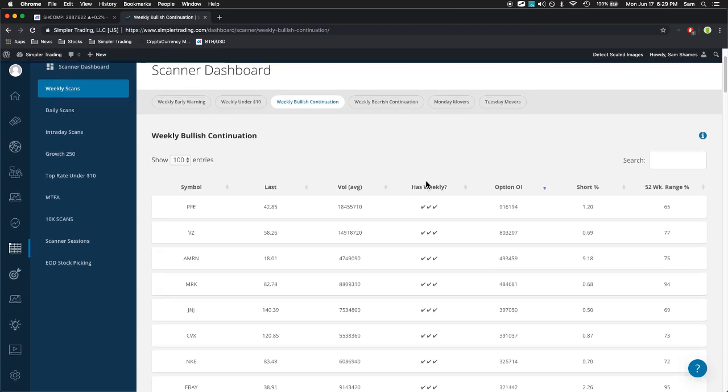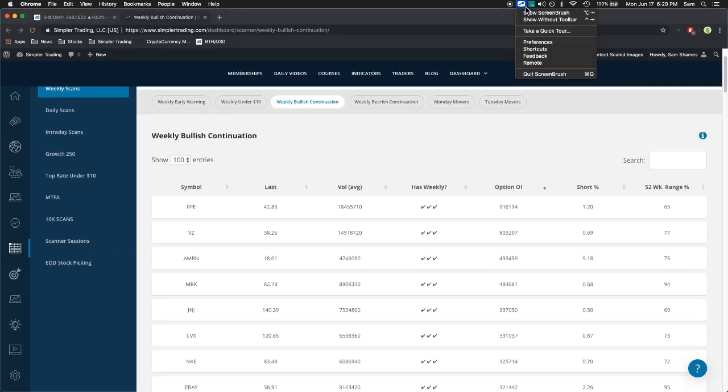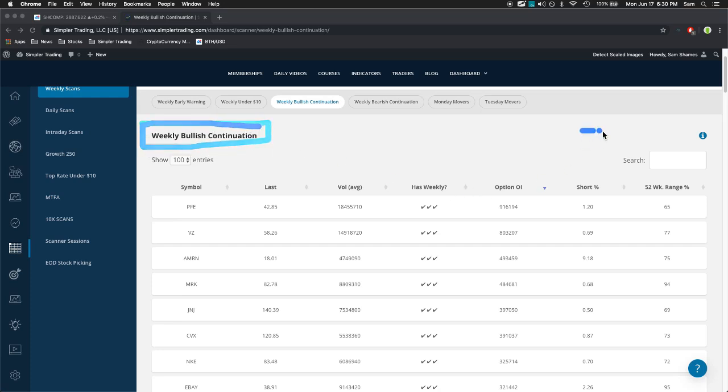All right, so here's Verizon. I knew I got it from somewhere because I had a choice this morning between AT&T and Verizon, and I ended up going with Verizon. So I look at these two scans the same, the weekly early warning and the weekly bullish continuation. Maybe give this one a little bit more weight since it's already telling you that the momentum parameters are being factored in.